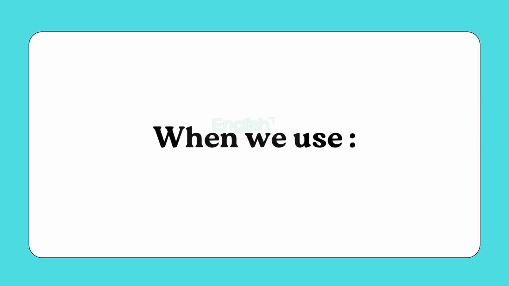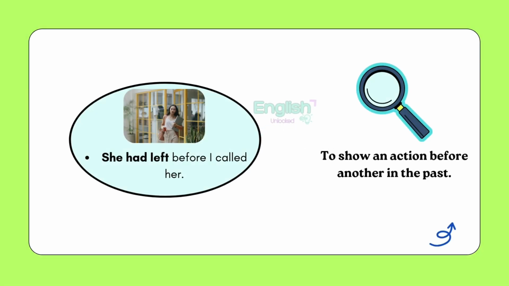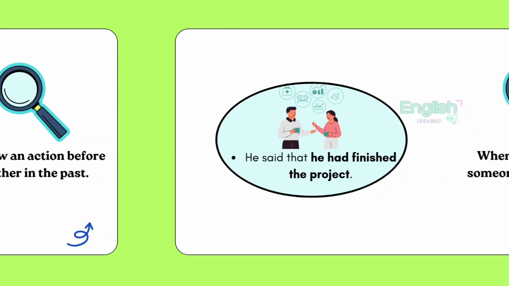We use it to show an action before another action in the past. For example, "She had left before I called her." As you can see, her leaving was the first action. After that, the second action, "I called her," happened. I hope you got it.